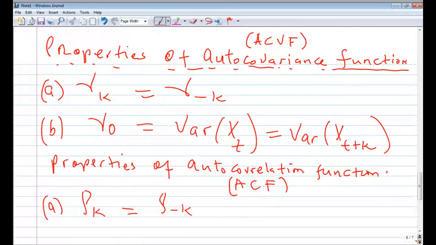Coming to the properties of autocorrelation functions. Here, rho k simply means that the autocorrelation function at lag k is always equal to the autocorrelation function at lag minus k. In other words, if you are talking about the values at lag 1 and lag -1, we are going to consider the positive values and the negative values. All of them are the same, they are equal in a time series.